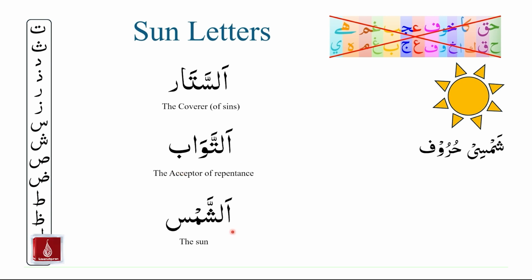Finally, Ash-Shams, which means the sun. In Ash-Shams, the alphabet that follows the lam in Al is also included in the sun letters or Shamsi huruf. Therefore, the correct way to pronounce it is Ash-Shams. I will not say Al-Shams, rather I will pronounce it as Ash-Shams.